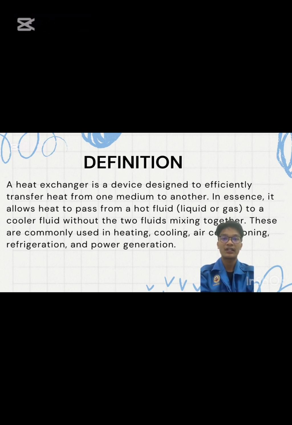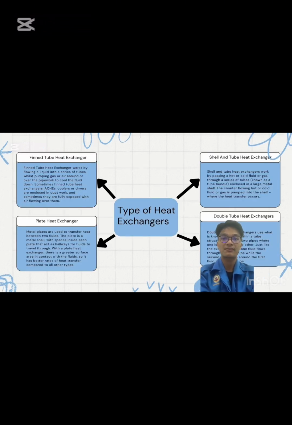So, moving on to the next slide, I'll be explaining about types of heat exchangers. The first one is the fin tube heat exchanger. A fin tube heat exchanger works by flowing a liquid into a series of tubes while pumping gas or air over the pipework to cool the fluid down. Sometimes fin tube heat exchangers, especially coolers or dryers, are enclosed in ductwork, and sometimes they are fully exposed with air flowing over them. Second, shell and tube heat exchanger.